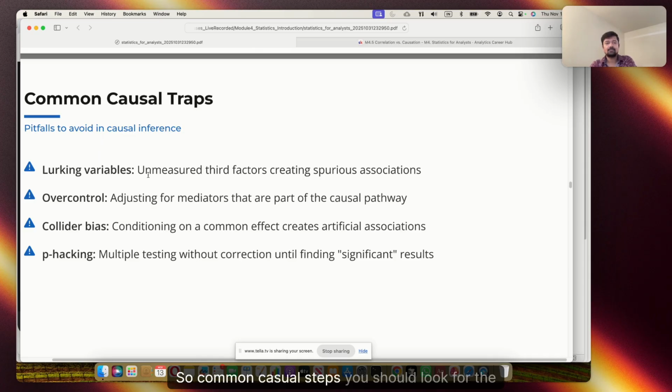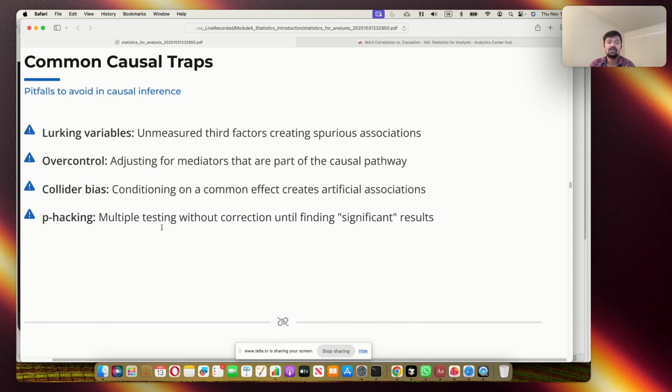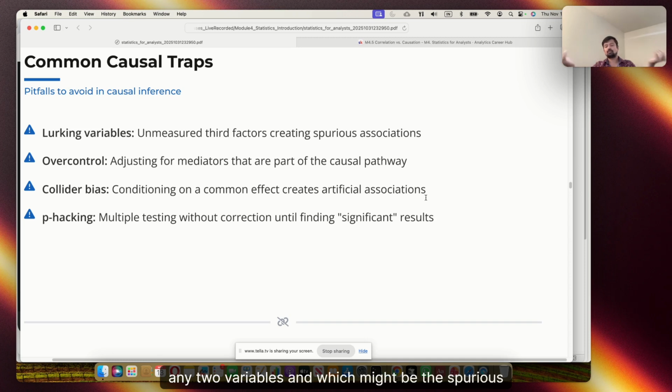So common causal pitfalls: you should look for lurking variables, an unmeasured third factor that can create spurious correlations, spurious associations. Over-control: adjusting for a mediator that is part of the causal pathway. So don't do over-controlling, otherwise it will also affect your associations. Collider bias: conditioning on a common effect creates an artificial association. If you are focusing on a very common effect, it can create artificial associations between any two variables, which might be spurious results, not the actual correlations.